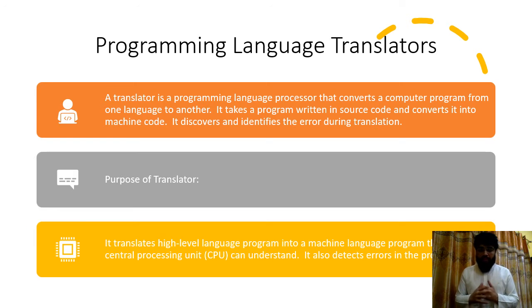The purpose of a translator: it translates a high-level language program into machine language, a machine language program the central processing unit can understand. This is binary, 1 and 0, a binary number translated from the high-level language program. It also detects errors in the process, which I told you about earlier, in how this programming language translator works.